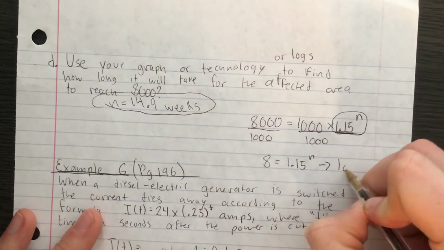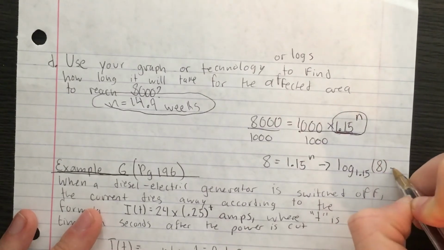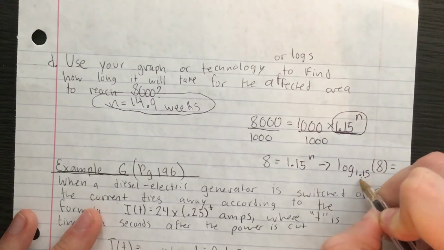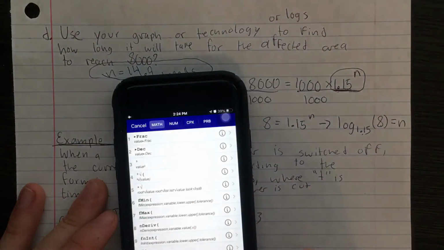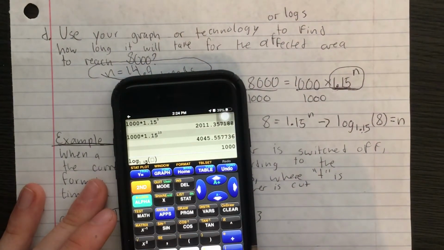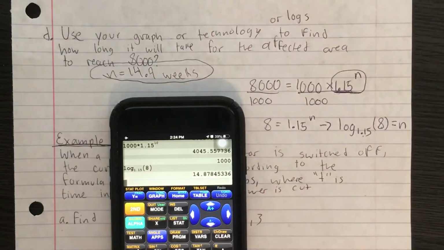Divided by 1,000, we're going to get 8 equals 1.15 to the n. To solve this, we're going to rewrite this as a logarithm. Log base 1.15 of 8: the base is the base, and then to what power gives us 8? Let's find out. We go to math, we go to log base 1.15 of 8, and that gives us the same thing, 14.9, if we round to 3 sig figs. So you can see graphing it or using a logarithm, either way works. It's really going to be a matter of preference. What do you prefer to do? What is quicker for you?